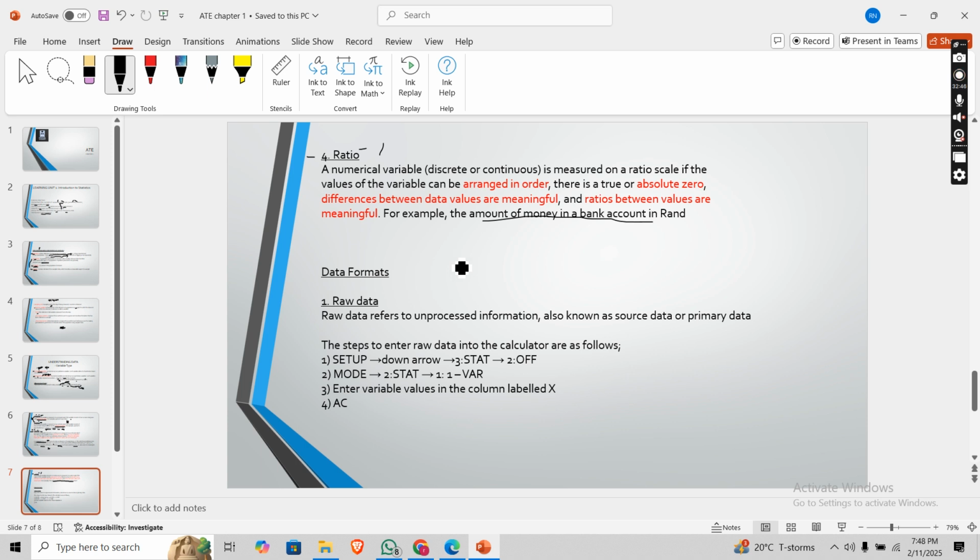For example, if your balance says 0 rands, ask yourself, does that mean that you have no money, or that you have money? The answer is that when you have 0 rands, it means that you have no money. So standard number 1 is satisfied, which says that there is a true or absolute 0, or 0 means that there's nothing. If you have 0 rands in your bank account, it means that you have nothing.